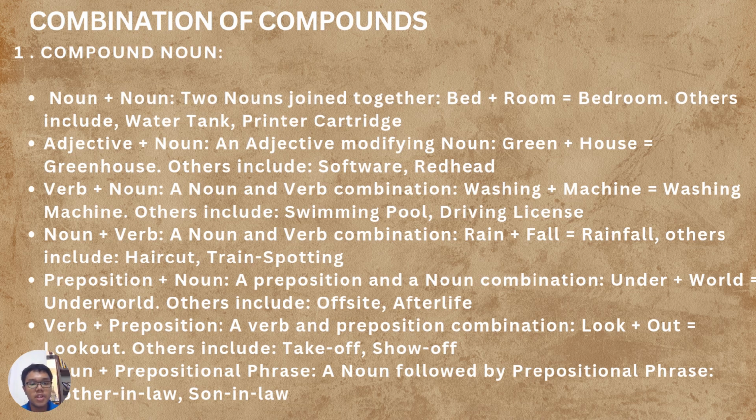Next is combination of nouns. We're just going to go through the examples. We have noun and noun, two nouns joined together: bed and room forms bedroom. Others include water tank and printer cartridge.